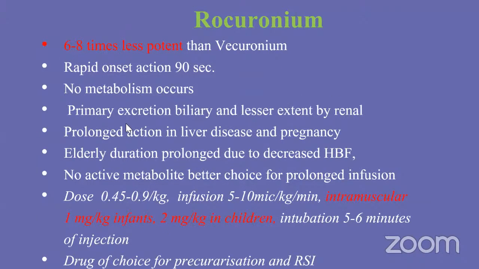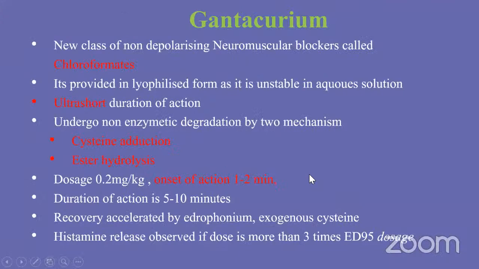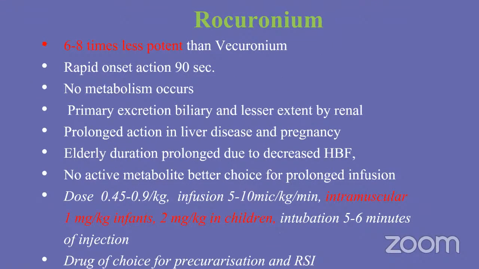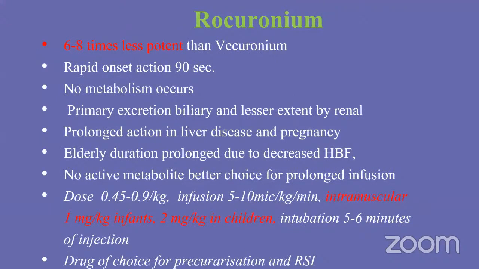Coming to rocuronium, it is 6 to 8 times less potent than vecuronium. It has a rapid onset of action. Vecuronium is the most commonly used steroidal non-depolarizing neuromuscular blocking agent, with similar potency to pancuronium, lesser hepatic metabolism, primarily biliary excretion and 25% renal. Long-term infusion in the ICU causes polyneuropathy due to accumulation of the 3-hydroxy metabolite. Already discussed these things. Coming to rocuronium, 6 to 8 times less potent than vecuronium.